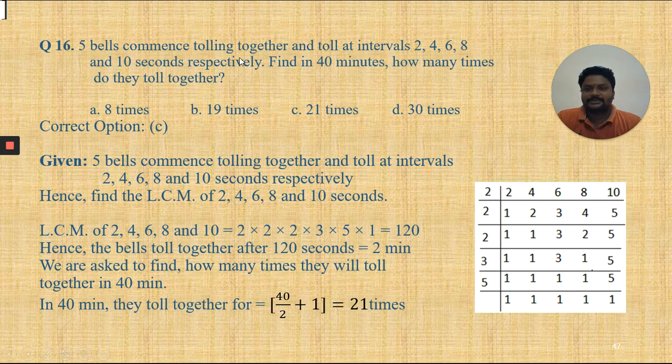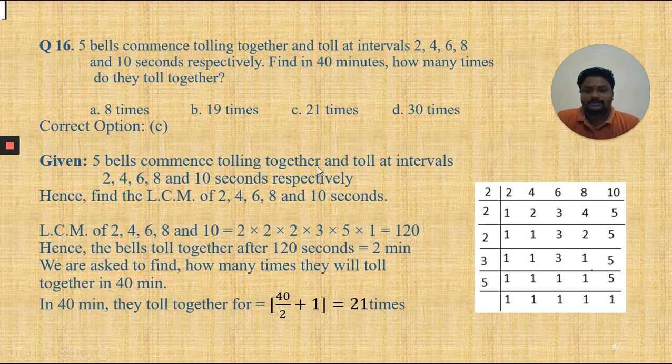Next, 5 bells commence tolling together and toll at intervals of 2, 4, 6, 8 and 10 seconds respectively. Find in 40 minutes how many times they toll together. Four options are given. Our correct option is C. How is it possible to get 21 times? You can check here.